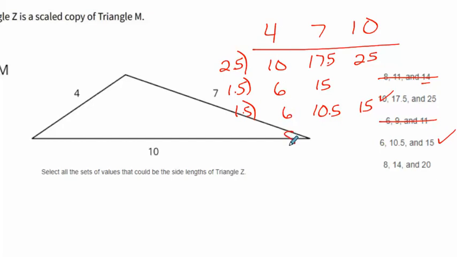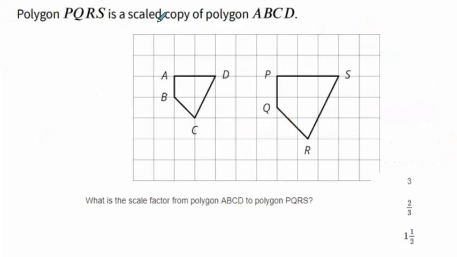All right, last one. If I want to get to 8, 4 times what would give me 8? So that would be a scale factor of 2. So 2 times 4 is 8, 2 times 7 is 14, and 2 times 10 is 20. So that one works. Okay, so only 2 of them did not work. Okay. All right, next one.